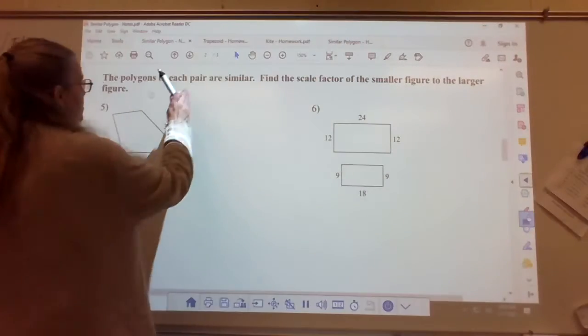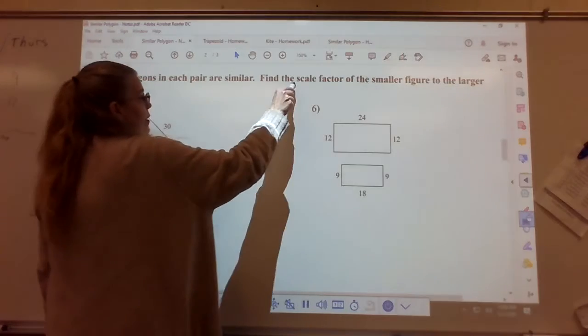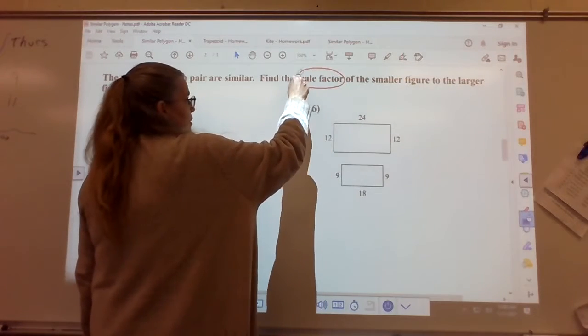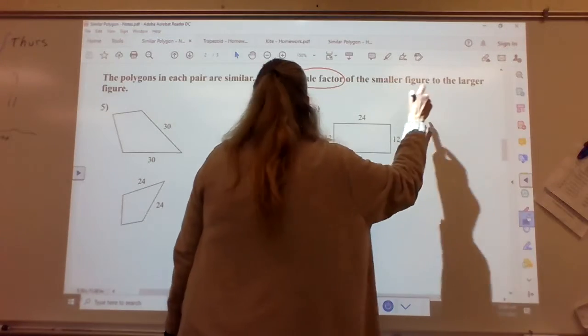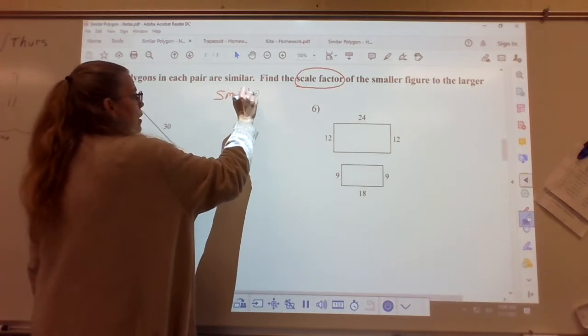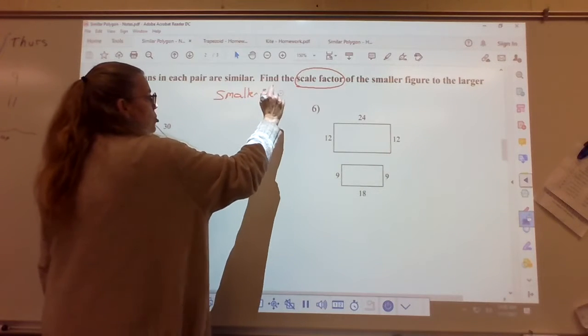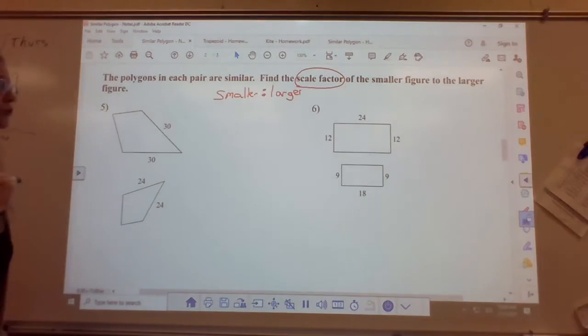Each polygon is similar. So since they're similar, we know they're going to be proportional. Find the scale factor. We want to make sure it's smaller to larger, so we want to make sure we have the smaller number first compared to the larger number. That's how we're going to write our scale factor, smaller to larger.